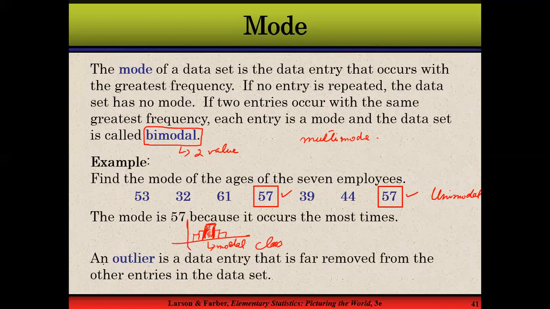All right, so there is one more point here at the end of it. An outlier is a data entry that is far removed from other entries in a data set. For example, if I extend this histogram, and you will find one single value falling here, which is very far apart from the data, that would be called an outlier.